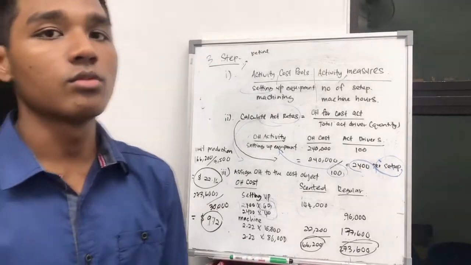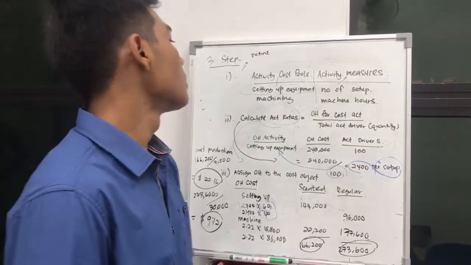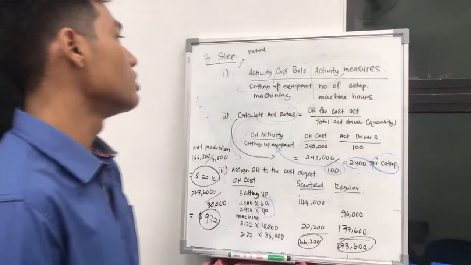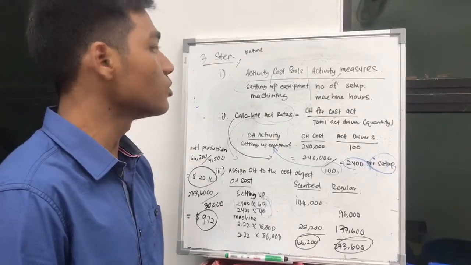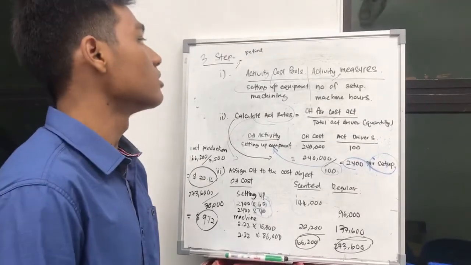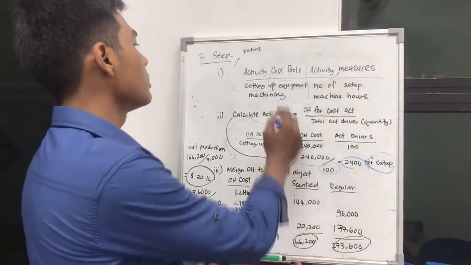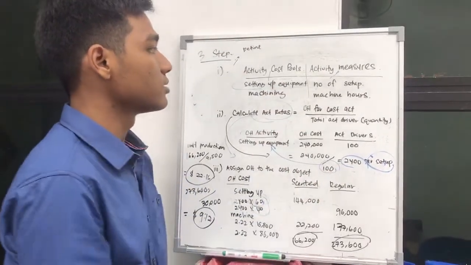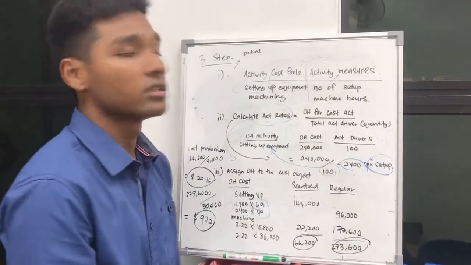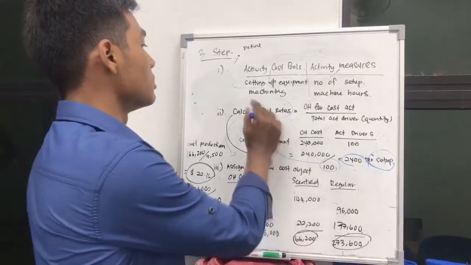There are 3 steps to calculate the unit cost. The first one is you need to define which one is the activity cost pool and which one is the activity measure. For example, setting up equipment is the activity cost pool, and the number of setups is the activity measure. Same goes for the machine.